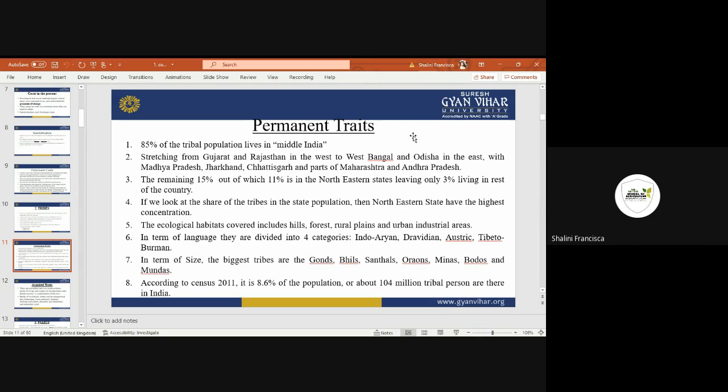In terms of size, the biggest tribes are the Gonds, Bhils, Santhals, and Mundas. According to Census 2011, about 8.6% of the population, or about 104 million tribal people, are there in India.